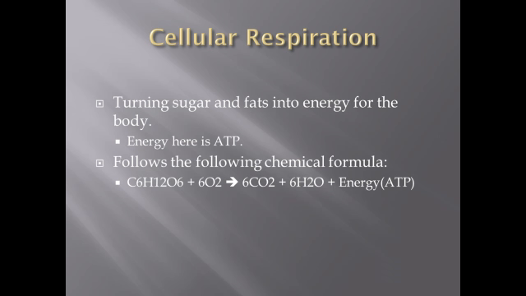Okay, so first off, cellular respiration. This entire lesson is all about this topic right here, cellular respiration. It's the turning of sugar and fats into energy for the body. And the energy we're talking about here is in the form of ATP, adenosine triphosphate. Now, it follows the following chemical formula: C6H12O6, this is glucose, plus oxygen. Maybe this is why you have to breathe. It turns into carbon dioxide and water. This might explain why you have to breathe out carbon dioxide. And obviously, you have energy in the form of ATP.